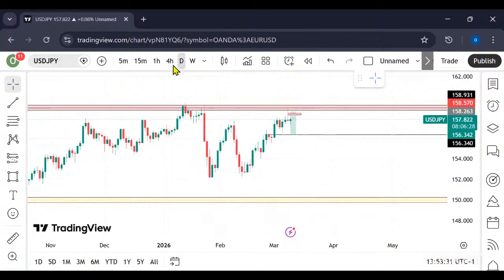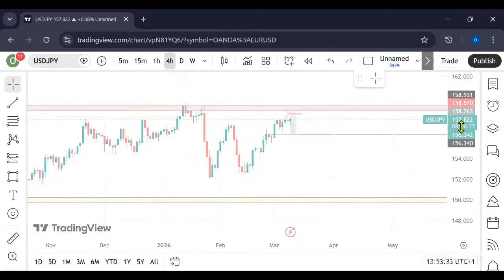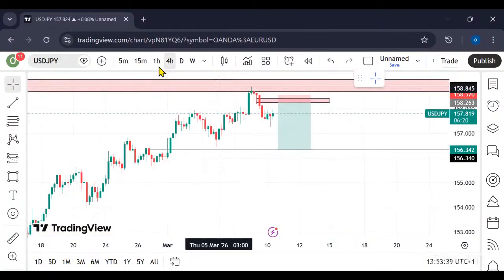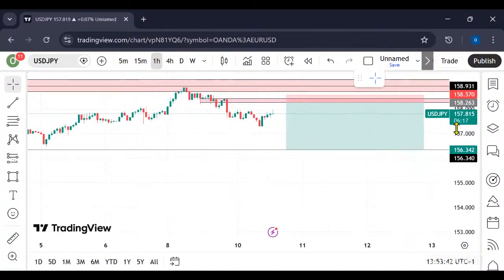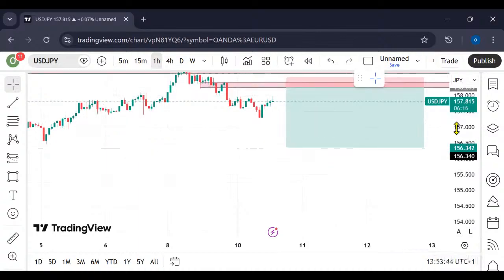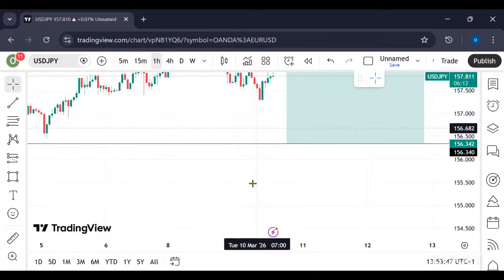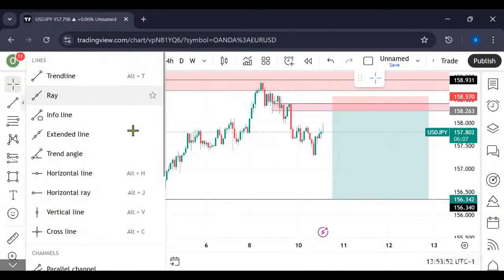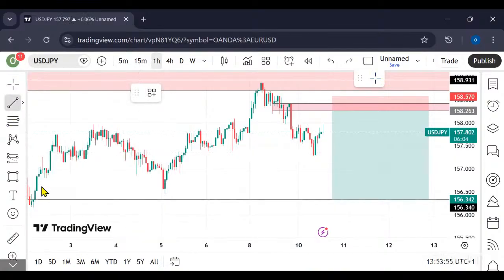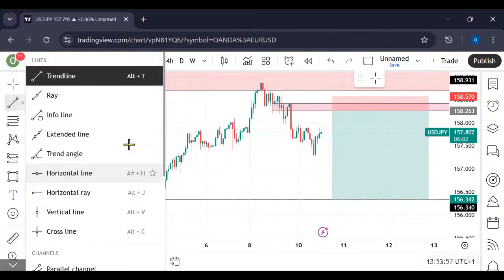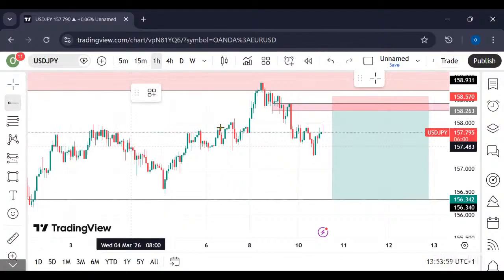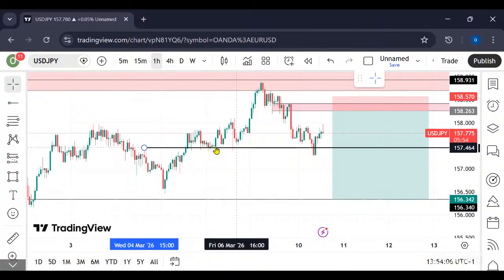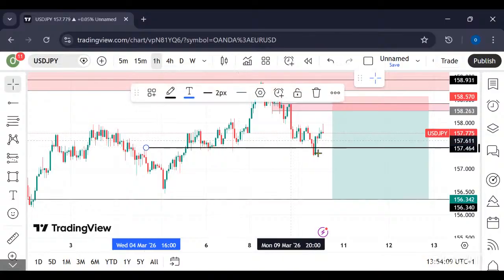So what I'm going to do now is go to the 4-hour time frame. No, I'm going to head over to the 1-hour time frame. All right. So if you come to this 1-hour time frame, if you pay attention to this low here, you see that the market has already taken it out.